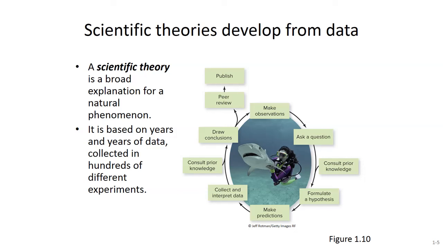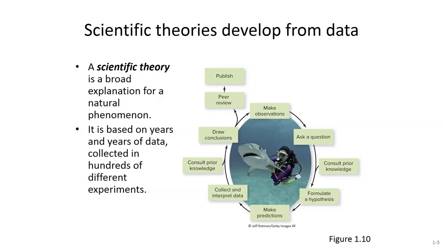So a hypothesis was one simple explanation that was to serve as a potential answer for one specific question. Well, a theory is much more broad. We're looking much bigger picture here. It's based on years and years of data that's been collected from hundreds of different experiments. So, for example, a theory is the cell theory. All living things are made up of cells.